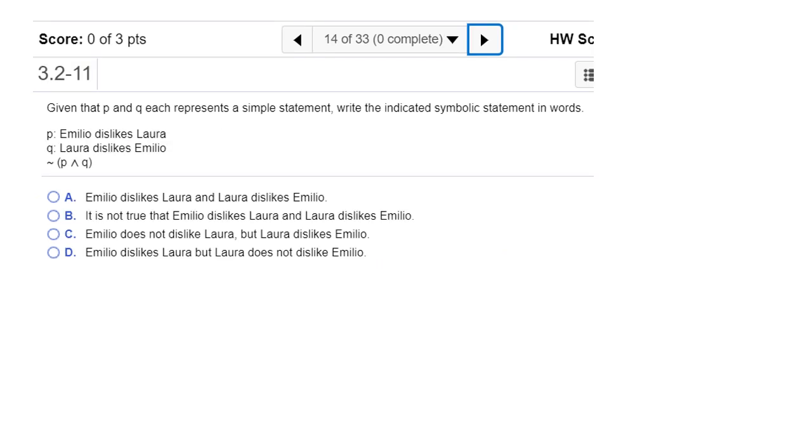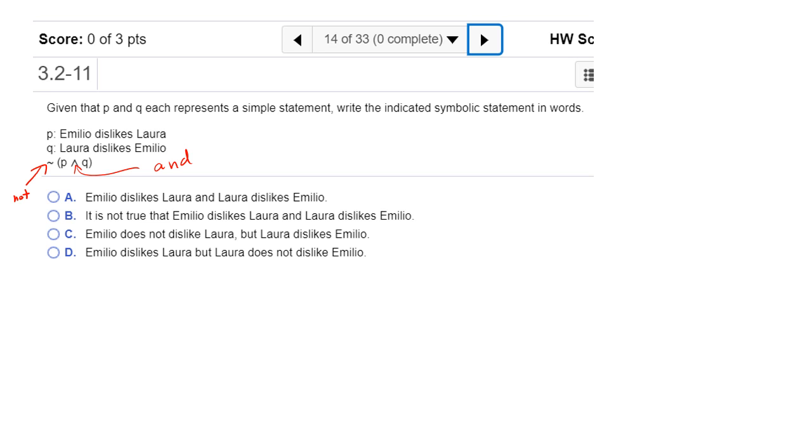On number 14, I am given P and Q and the symbolism, and I need to find the word statement. All right, notice that I do have a negation, so there should be negation in here somewhere. Notice that Emilio dislikes Laura, Laura dislikes Emilio. Emilio needs to be mentioned first. Also, the symbol here is the conjunction or the and. So right off the bat, I need to look for that as well.